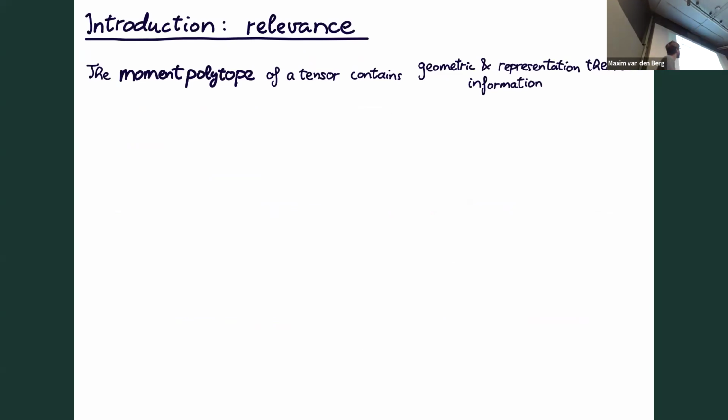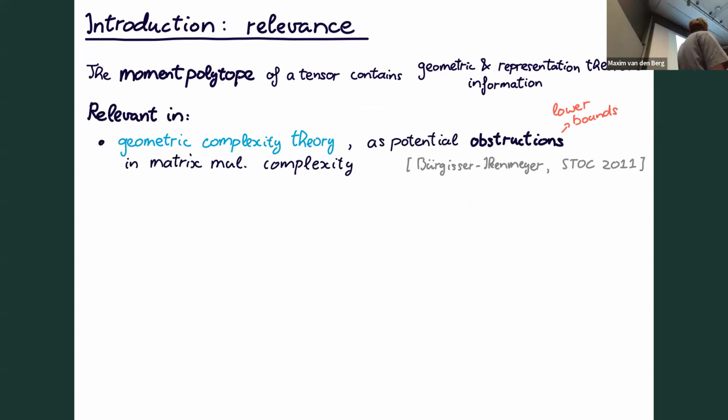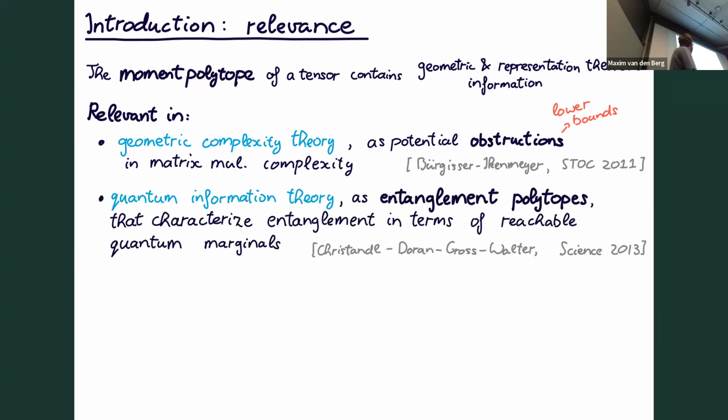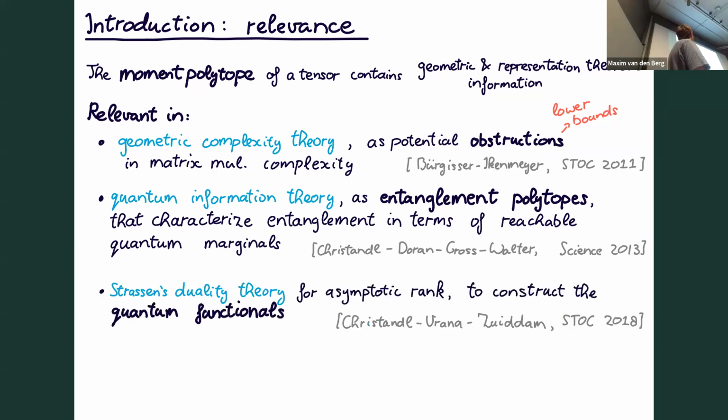Some context. So why do we care about polytopes? They contain nice information, but what do we actually do with them? They're relevant in a couple of areas. The first I want to name is geometric complexity theory, where they have been proposed as potential obstructions when studying matrix multiplication complexity. They really serve as lower bounds. This was in STOC 2011. In quantum information theory, these moment polytopes are also called entanglement polytopes, and they're a very natural way to give entanglement measures to your quantum states in terms of the quantum marginals that it can reach. This was in a Science paper from 2013.